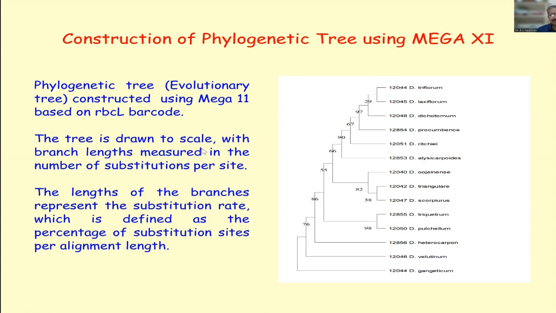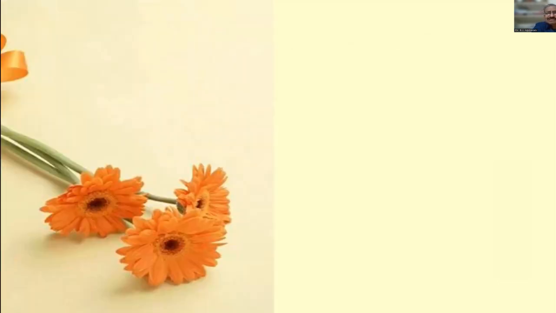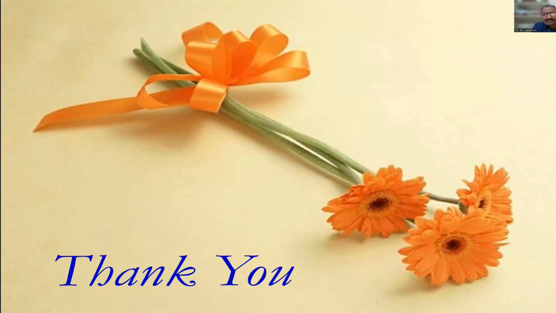Okay, so like that. The lengths of the branches represent the substitution rate, which is defined as the percentage of substitution sites per alignment length. So this is how these barcode nucleotide sequence data can be used in finding out evolutionary relations between these species. Thank you.